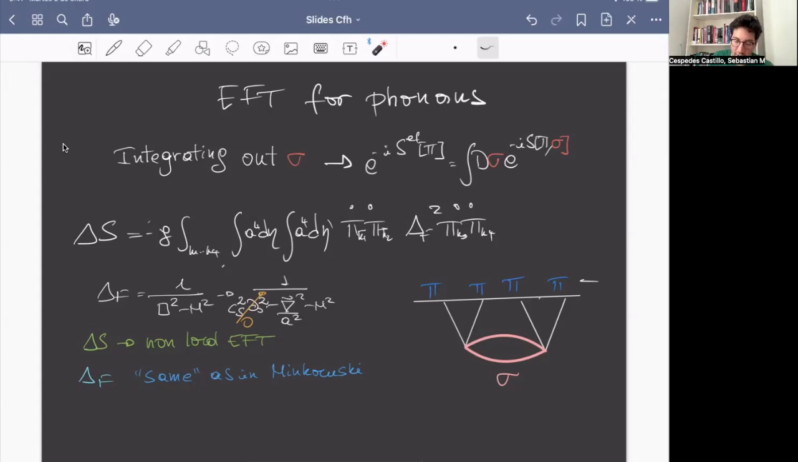Now, there is a further important simplification. Given that we're studying a theory of phonons, there will be a hierarchy between this time direction and the gradient, and we're going to safely assume that this one goes to 0. This will become very important for us because this effective field theory, even though it's non-local, is actually the same one as in Minkowski, where we only have these terms.